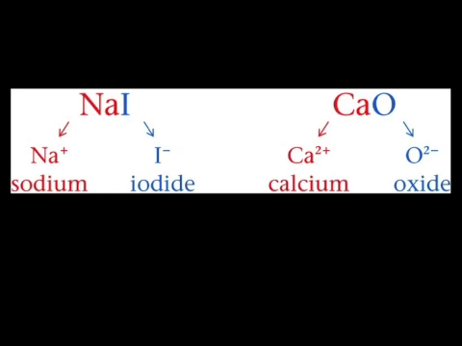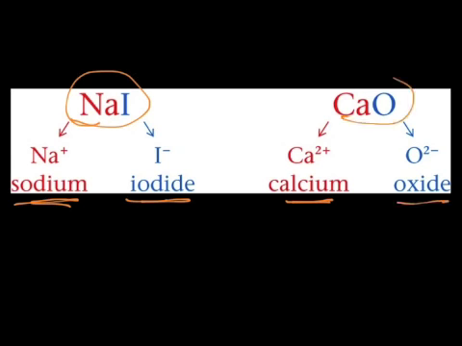So let's look at some examples here. NaI, if you're going to name that compound, you name the first part of it, the positive part, just by the name of the element, and then the second part of it, we drop the ending, we add IDE. So NaI is called sodium iodide. Our next example over here, the positive ion or the cation is named calcium, just like the element by itself. The negative ion or the anion has the ending dropped, IDE on the end, so this would be called calcium oxide.